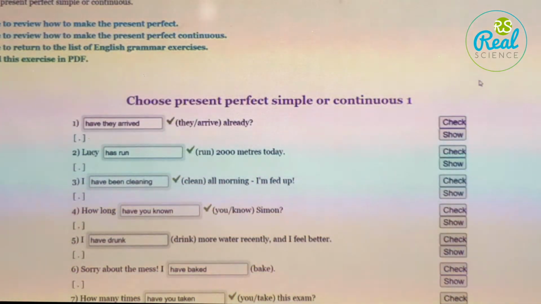So now let's continue our lesson. Why is have a stative word? Sorry? Why is the word have a stative word? Have? Yes. Look, okay, I will explain now.